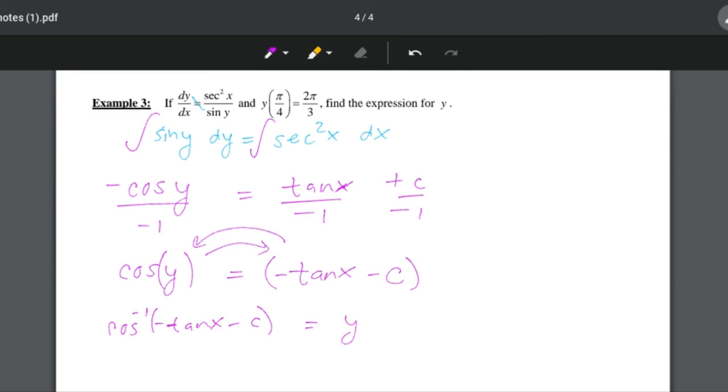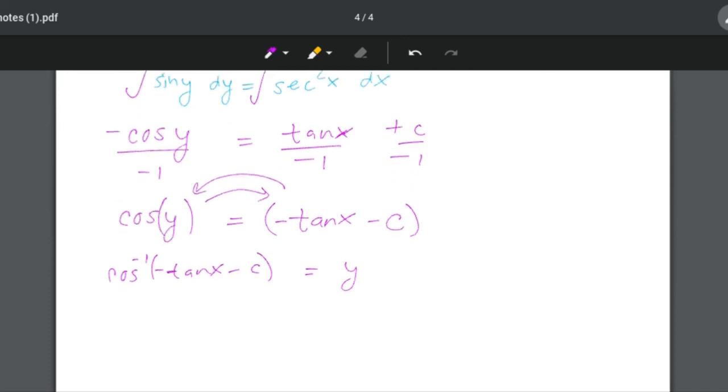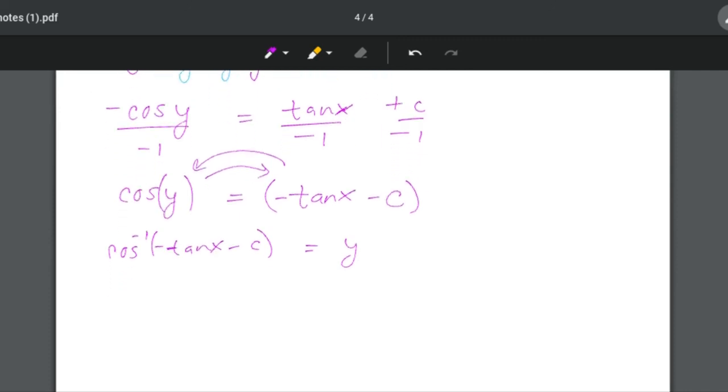That's how you can get your y by itself. All right, so that's basically the answer. I'm going to write it a little bit nicer and kind of put the y over here. Y equals the inverse cosine of negative tan of x. Oops, not plus. It's minus c. All right, so this is basically our answer, except of course we have to find the C value.